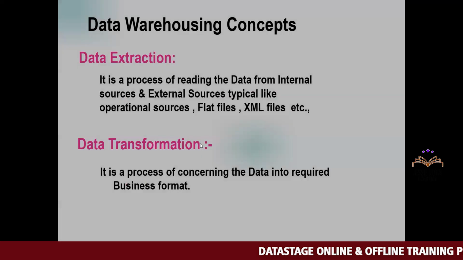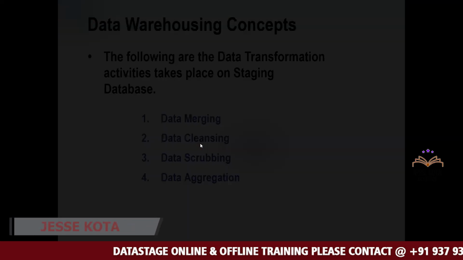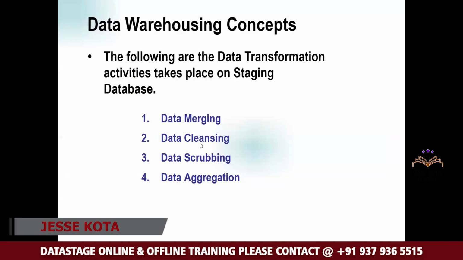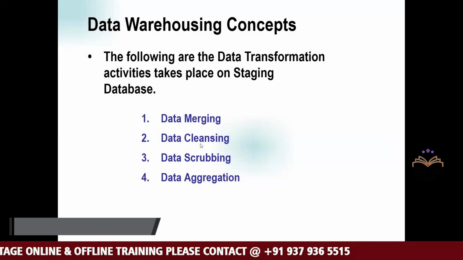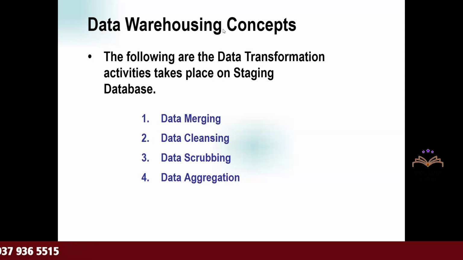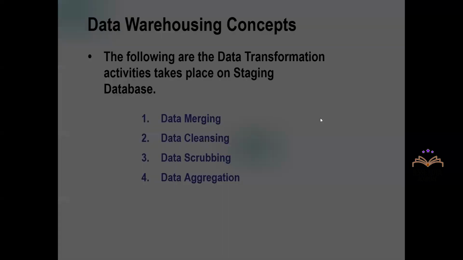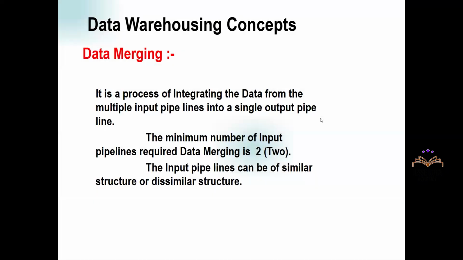Now we have discussed data extraction. Now, transformations. Data can be transformed in four methods. What are those four methods? Data merging. What is merging generally? Merging means combining two tables. Merging can be classified into two types.